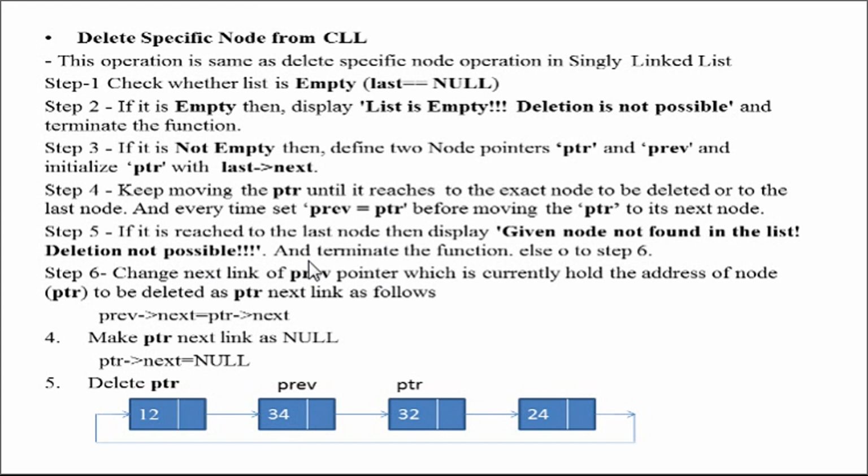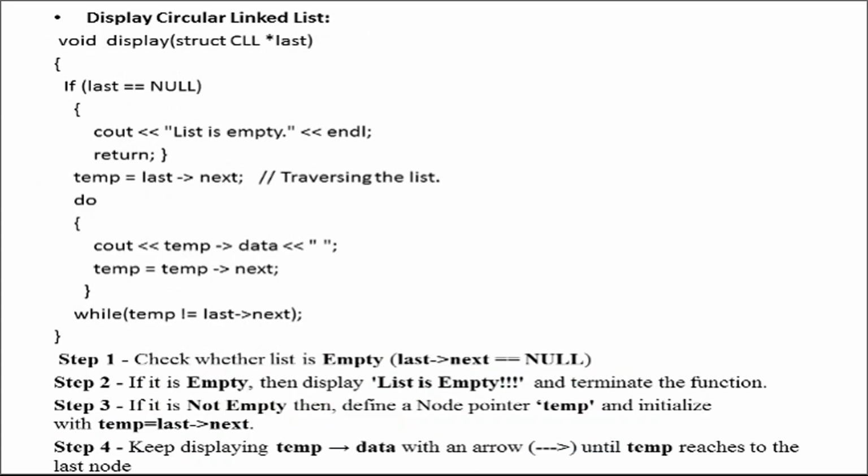If it is not, then go to the next step, that is, change the next link of prev. Now here in this example, if you want to delete 32, then ptr points to 32 and prev will point to the previous node of 32, that is 34. Now what we need to do is change the next link of the prev pointer. So prev next is equal to ptr next, that is 24. Prev next is equal to ptr next. Make the ptr next link null, and then we can delete ptr. These are the steps to delete a specific node from a circular linked list.